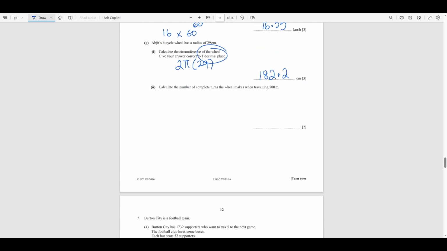Part 2, calculate the number of complete turns the wheel makes when traveling 500 meters. All right. So we know that this is a rate question. One complete turn is basically one circumference, which is, we know that, 182.2, and this is in centimeters, right? And this is in 500 meters. It basically asks you that if it takes 182.2 centimeters for one complete turn, how many complete turns, which means we don't know the number of complete turns, will it make in 500 meters?